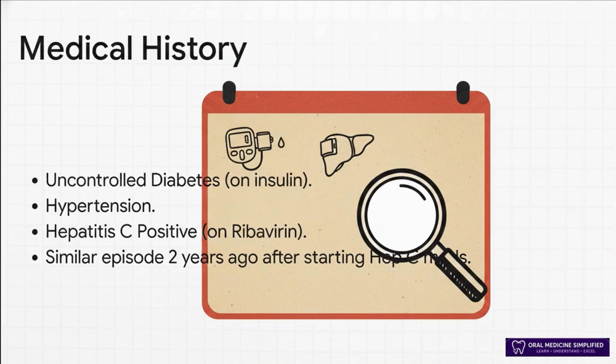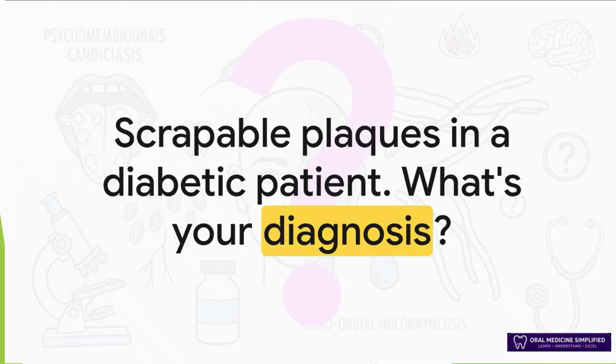Now step back. Look at the patient, not just the lesion. His history: uncontrolled diabetes, hypertension, hepatitis C, and then a crucial detail. He had a similar episode 2 years ago after starting hepatitis C treatment. So now you're not just seeing a lesion, you're seeing a pattern: compromised immunity, recurrent infection, classic presentation. So, doctor, what is your diagnosis?